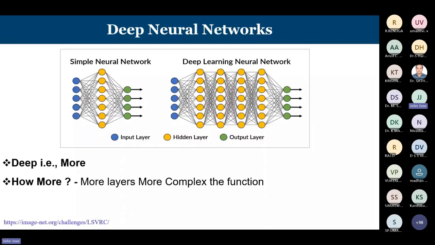Now, what are deep neural networks? When you have many layers, then you call it a deep neural network. You have an input layer, you have an output layer, and then you have the computation layer or the hidden layer. When you have many hidden layers, then we call it a deep neural network. So it can mimic more complex operations.